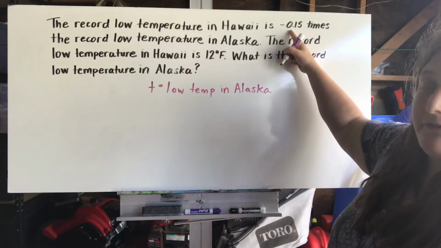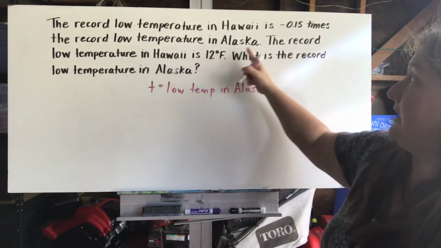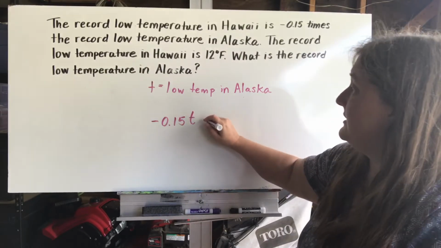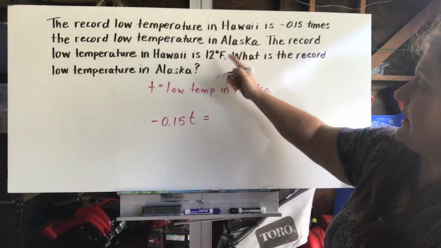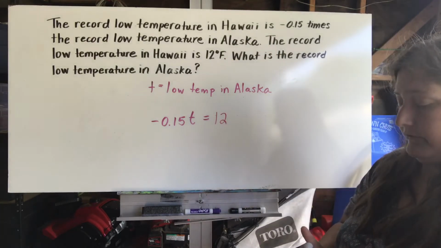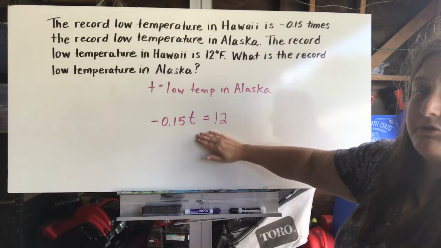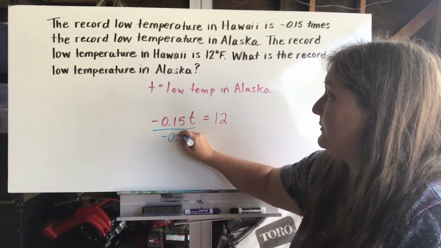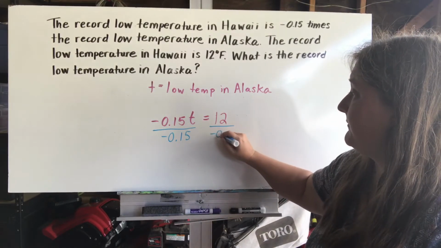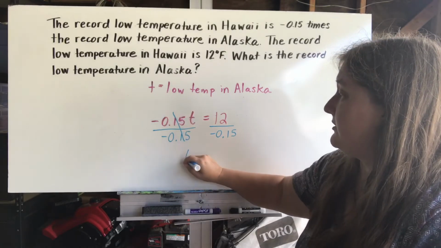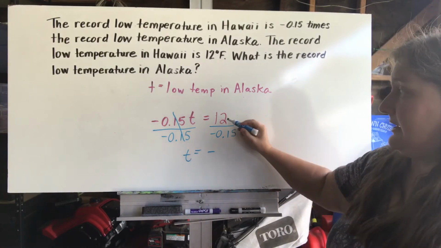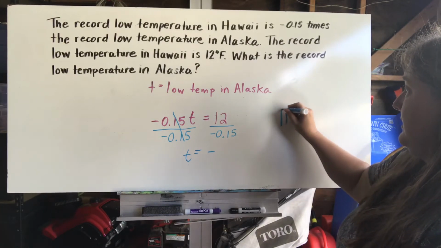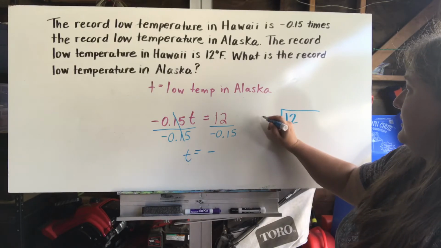And I know that negative 0.15 times this low temp in Alaska, so negative 0.15 times T, is going to equal the low temperature in Hawaii, which was 12 degrees Fahrenheit. So I've made an equation that I can now use to solve for T. So I'm going to divide both sides by negative 0.15. So it cancels out here, and I'm left with T. I know T is going to be negative because a positive divided by a negative gives me a negative. But I'm going to have to do a little work over here to find the exact value of T.